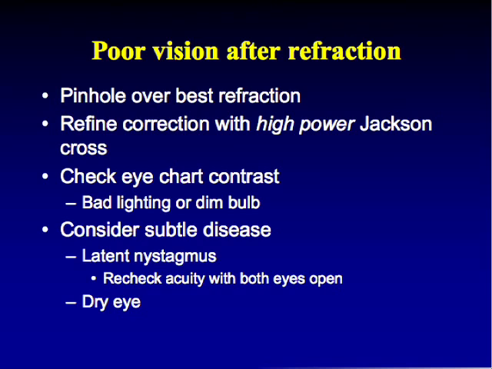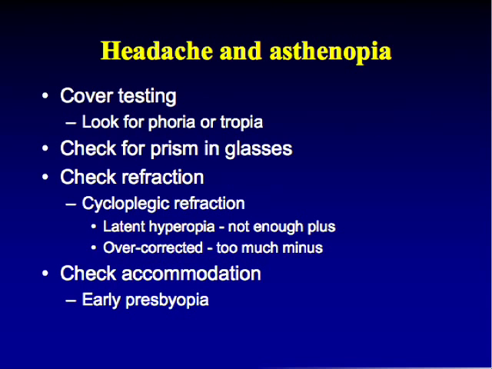Look for dumb stuff. Maybe the eye chart contrast is off, or the lighting on the eye chart is bad. Consider subtle disease. You're still allowed to have disease, even in the optics section and in real life. Latent nystagmus would be one notable and notorious thing that can cause reduced vision with one eye covered. Recheck vision with both eyes open to see if it gets better. And dry eye as well. Often patients, even in the course of a refraction, I'll have to tell them to just stop and blink a few times and the vision will magically improve. A lot of magic in this.